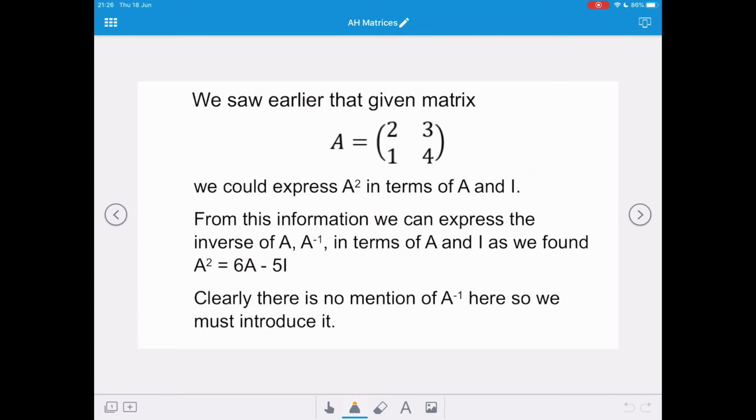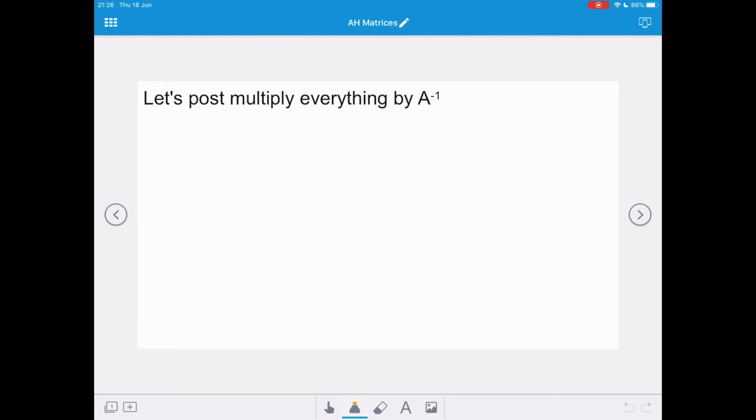Now we saw in a previous video that given matrix A equals 2, 3, 1, 4, we could express A squared in terms of matrix A and the identity matrix. From this information, we can express the inverse of A, so our A to the negative 1, in terms of A and I, as we found in our previous video that A squared equaled 6A minus 5I. Now clearly there's no mention of the inverse matrix of A here, so we must introduce it. And we do this by post-multiplying everything by the inverse matrix of A.